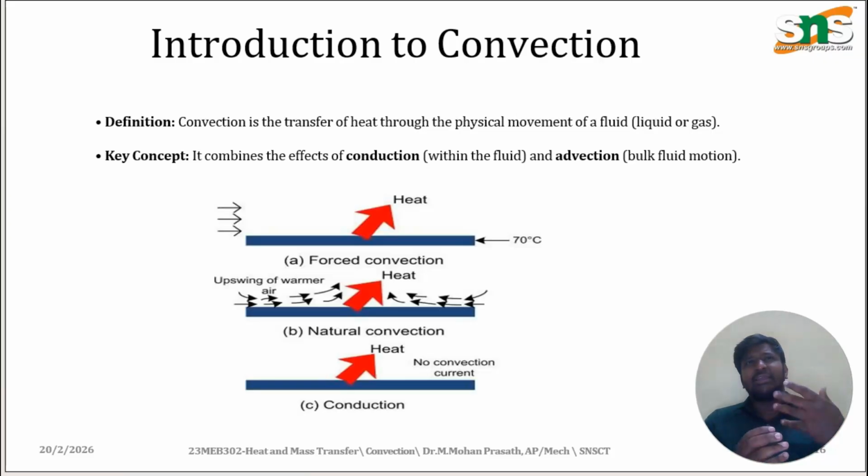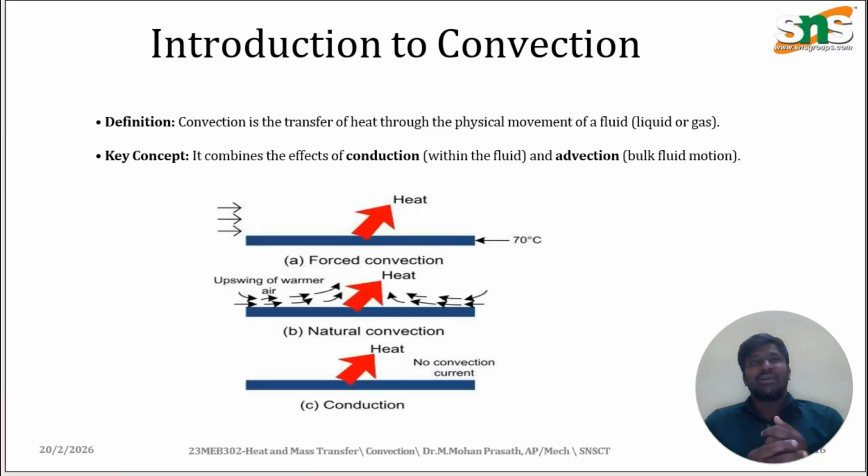In heat and mass transfer, there are different modes of heat transfer. One is conduction, another is convection, and another is radiation. Conduction is a type of heat transfer in which heat transfers within the medium or between different media when there is physical contact between two solid bodies. In radiation, the heat transfer takes place with the help of electromagnetic waves.